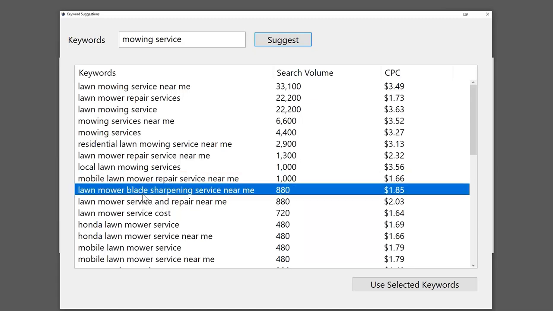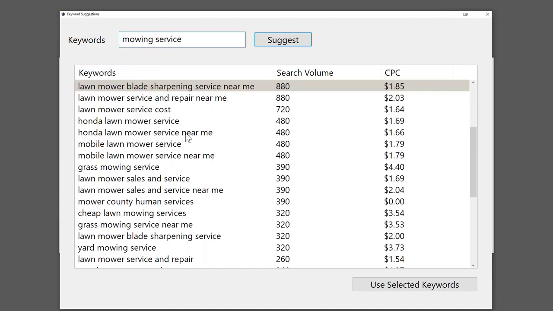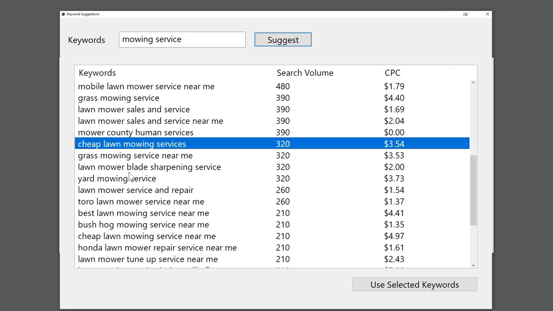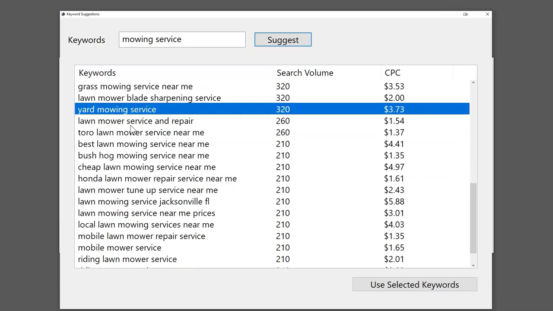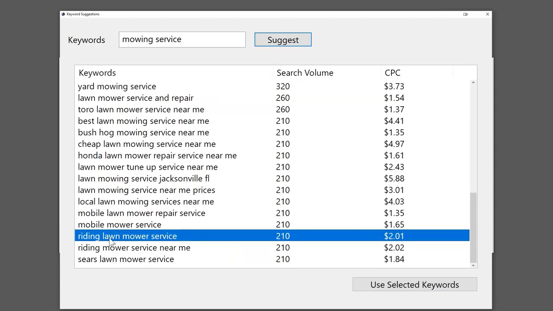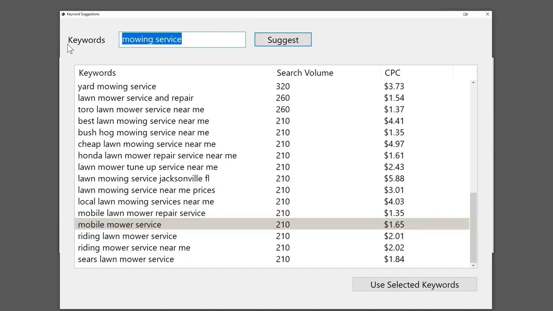Lawnmower repair services, sharpening service, okay. And mowing service, so that could also include service to your lawn mower, sales and service, cheap lawn mowing services, that's an interesting one. Yard mowing service, that's a slightly different keyword again. I'm just scrolling down. Riding lawn mower service, if you've got a bigger garden. Mobile mower service, again, these are terms that we would get slightly different articles from because they would be a slightly different emphasis. Painting contractor, okay.